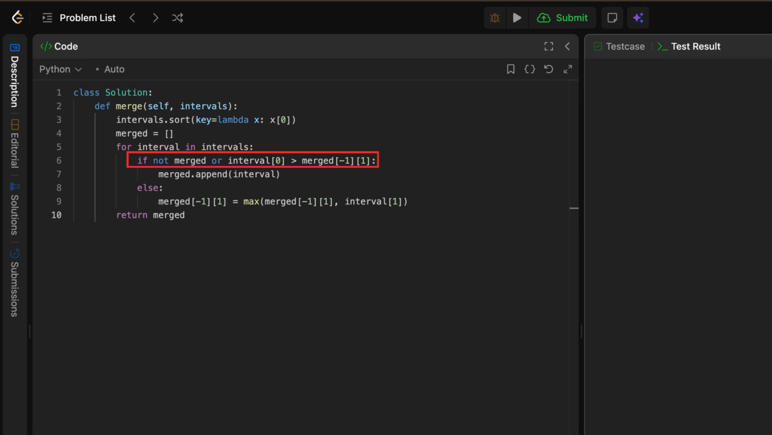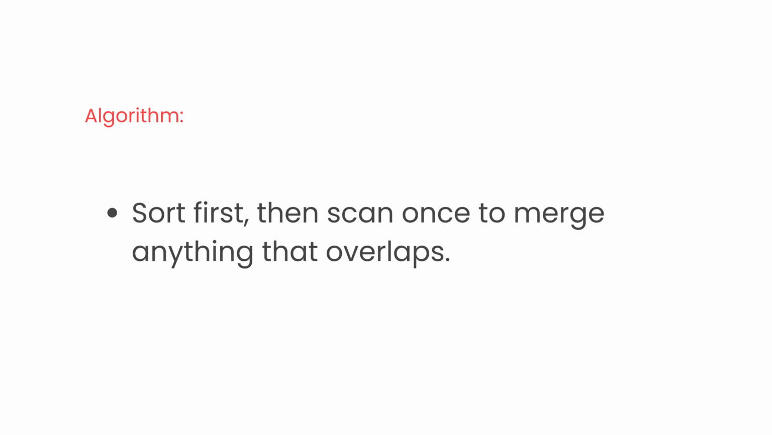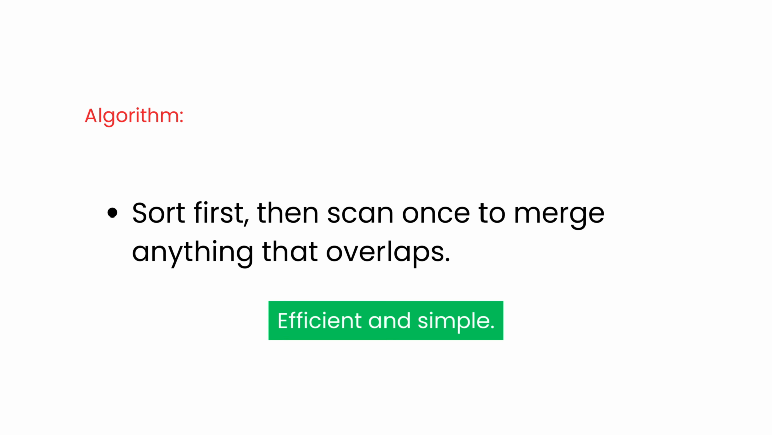If merged is empty, or the current interval starts after the last one ends, we add it as a new interval. When there's no overlap, we simply append it. Otherwise, they overlap. We update the end to the maximum value to merge them. Finally, we return the list of clean, non-overlapping intervals. And that's how the algorithm works. Sort first, then scan once to merge anything that overlaps. Efficient and simple.